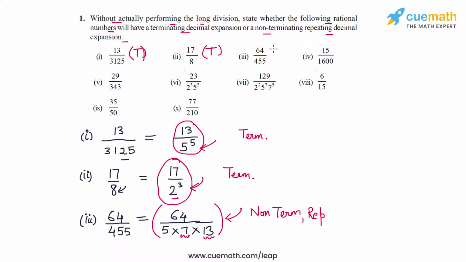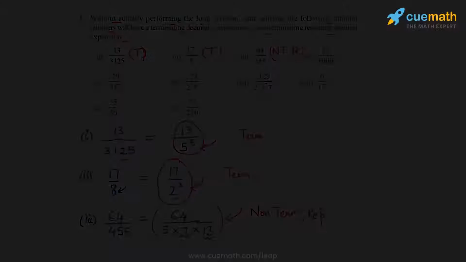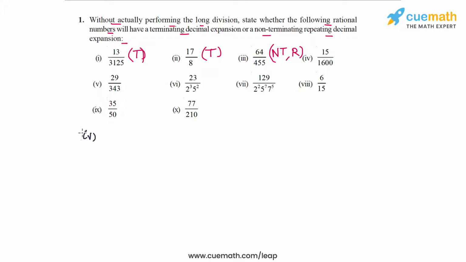So let's write it here. The decimal expansion of 64 by 455 will be non-terminating and repeating. Now let's look at the next number. So the next number is 15 by 1600.